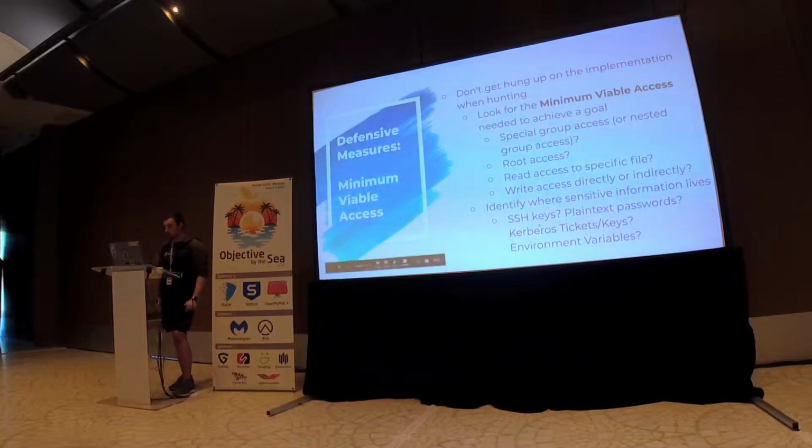Again, it comes down to identifying where your crown jewels, the things that have the most sensitive information, actually live. Are you just worried about SSH keys, plain text passwords? If you're worried about all authentication, make sure you take into account all authentication: Kerberos keys, environment variables, API keys. All this sort of stuff has to come into play.